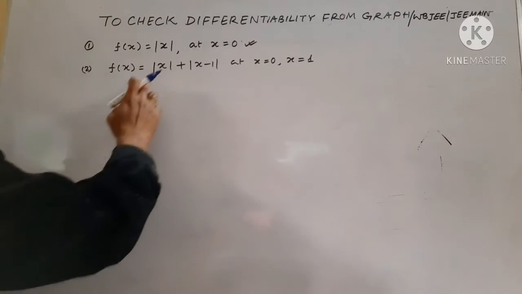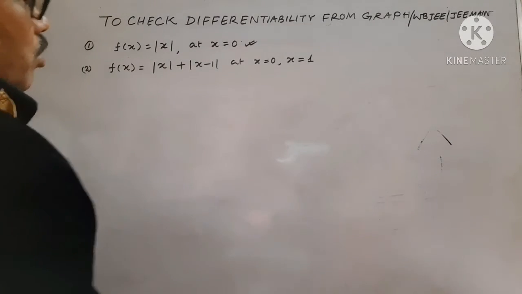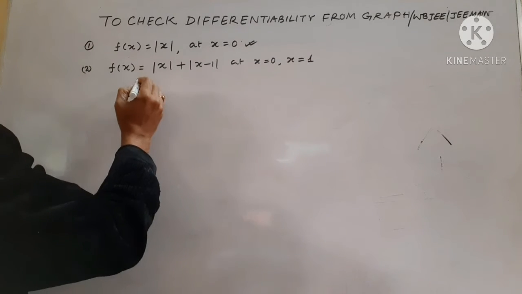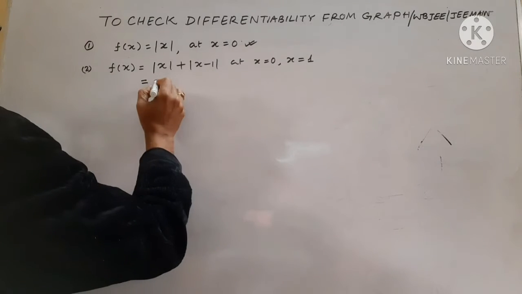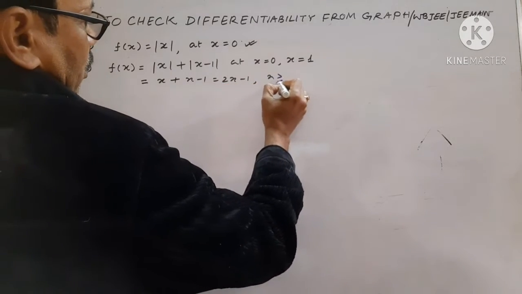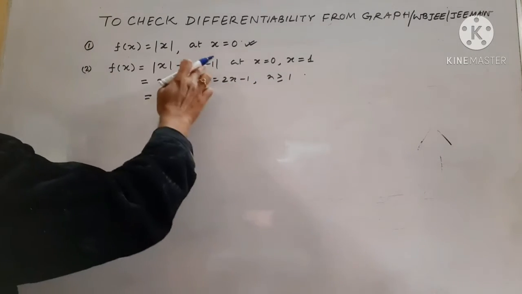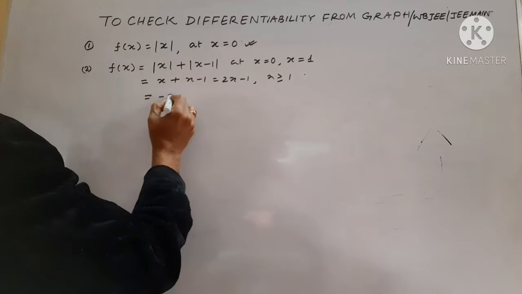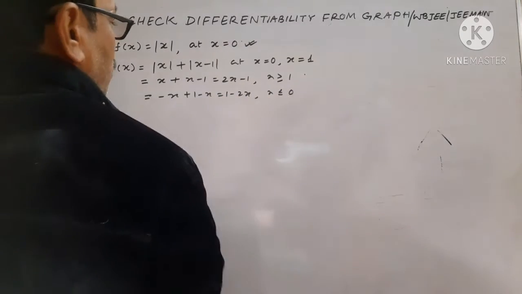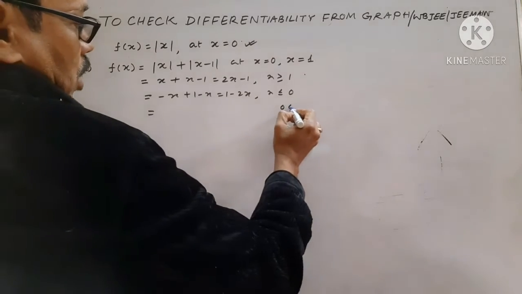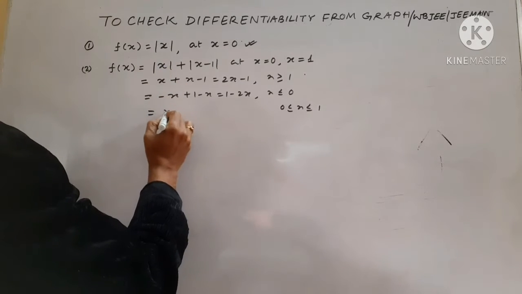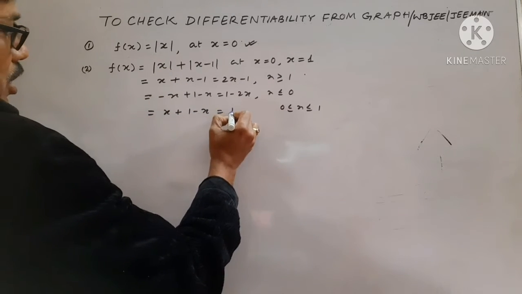Now f(x) equals mod x plus mod x minus 1, at x equals 0 and x equals 1. For x greater than 1, both are positive, so it is 2x minus 1 for x greater than or equal to 1. For x less than 0, both are negative, so minus x plus 1 minus x, that is 1 minus 2x, for x less than or equal to 0. And in between 0 and 1, x is positive and x minus 1 is negative, so x plus 1 minus x equals 1.